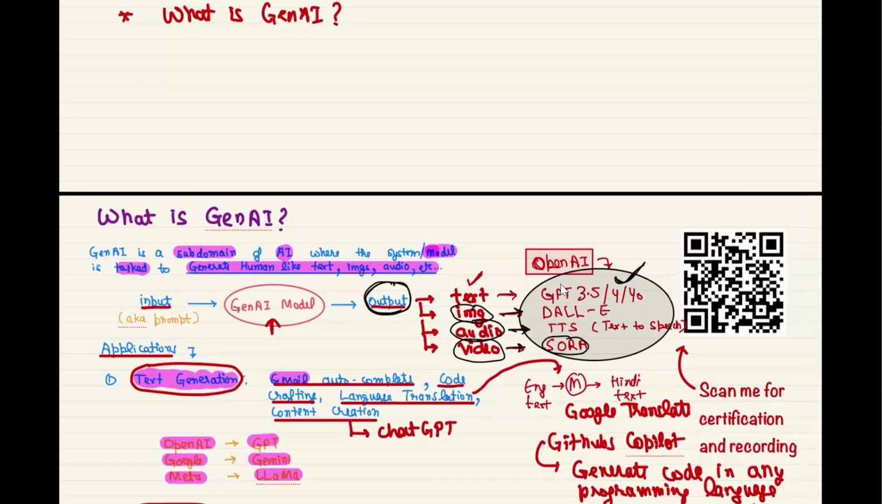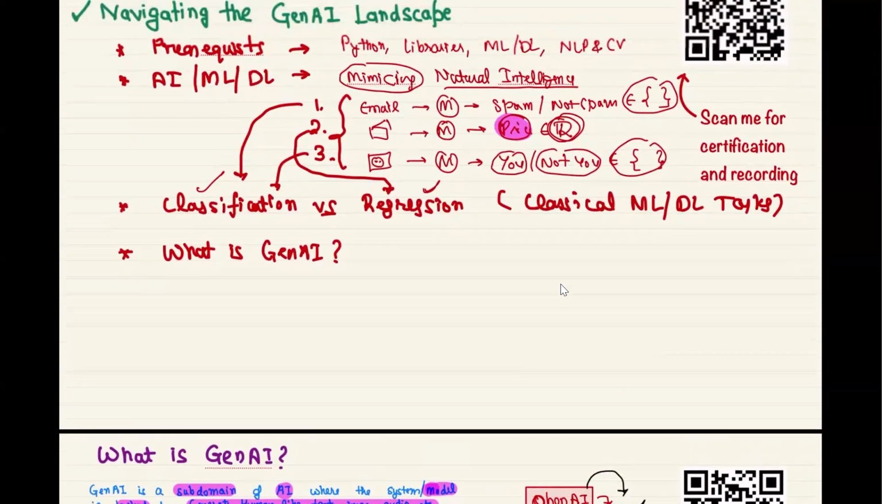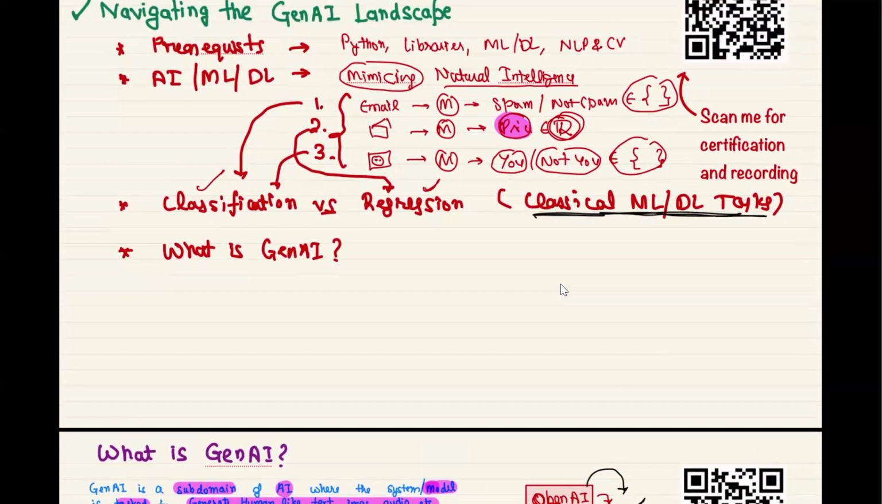But the question is, how to build these models? You remember I told you that there exists something called classical machine learning and deep learning tasks, like classification and regression. When we say we have to build a model that can classify whether a given input is spam or not spam, this model is making a prediction based upon something it must have learned. Now, how will this model learn?